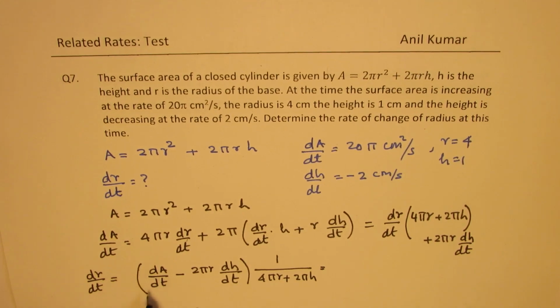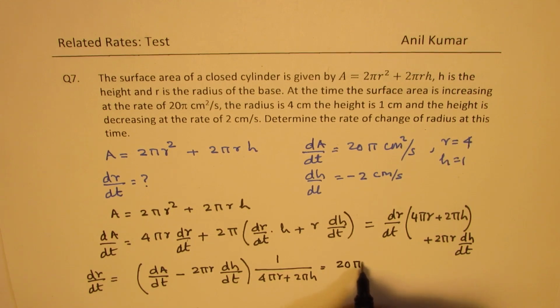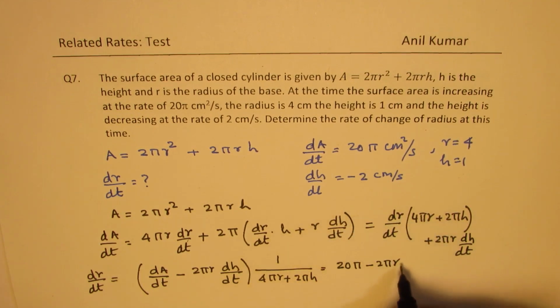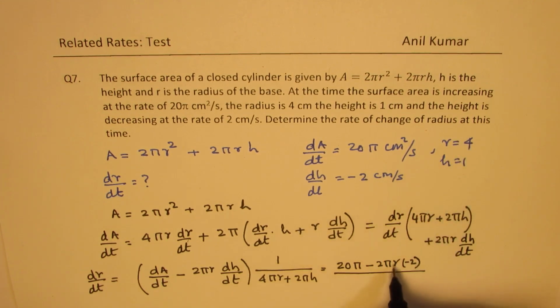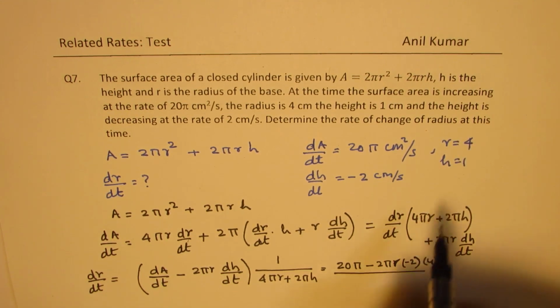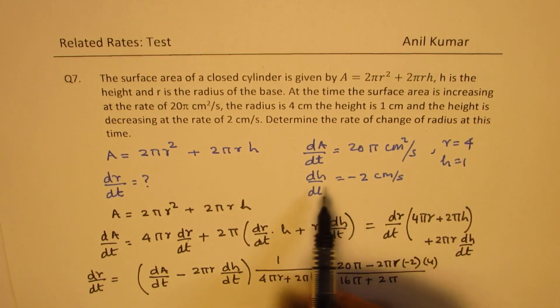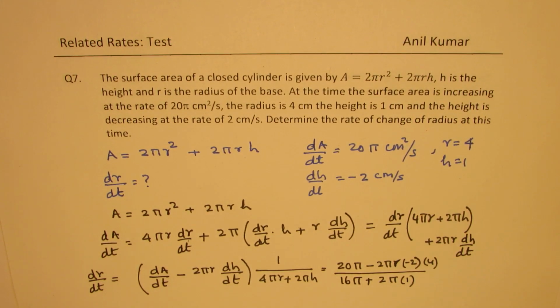Let's see the values. dA/dt is given to us as 20 pi. So we have 20 pi minus 2 pi r dh/dt, which is minus 2, so minus 2, divided by 4 pi r. r is given to us as 4. I should have written 4 here for r also. So 4 times 4 is 16 pi plus 2 pi times h, and h is given to us as 1, so times 1. So that's what we have.